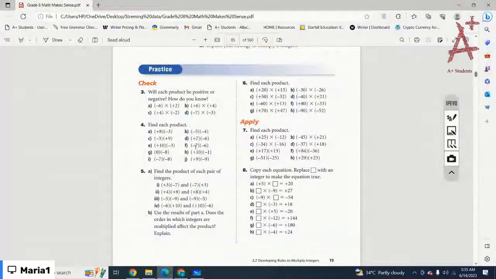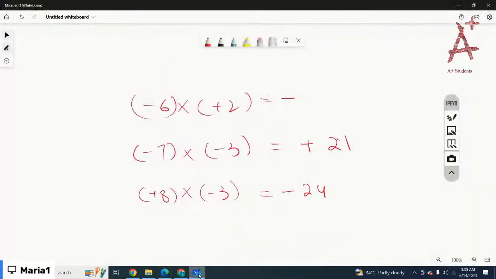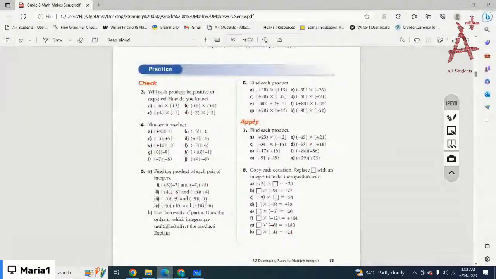Okay, the other one is negative 7 times negative 6. So you are multiplying two numbers that have the same sign. The answer must be positive, and 7 times 6 is 42. Got it?